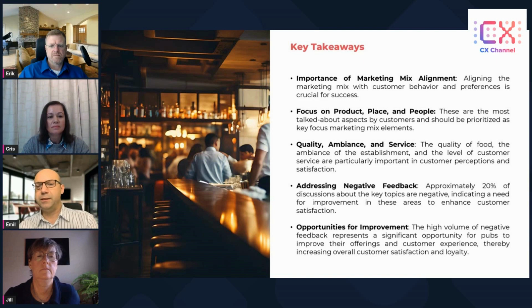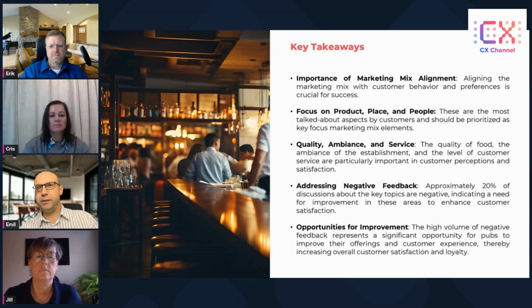And that is the moment of truth where the business processes meet the customer experience. Second is focus on product, place, and people. That became very obvious in the results concerning the marketing mix. These are the most talked about aspects by customers and should be prioritized as key focus marketing mix elements.